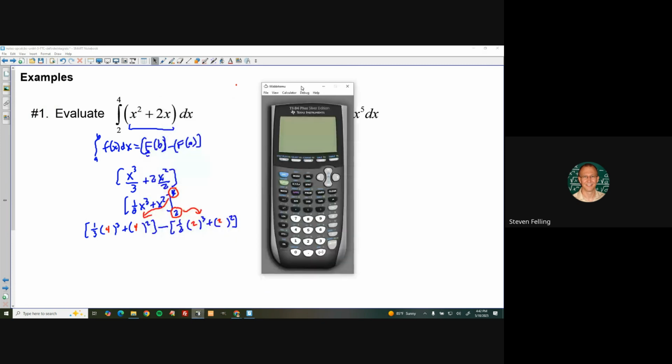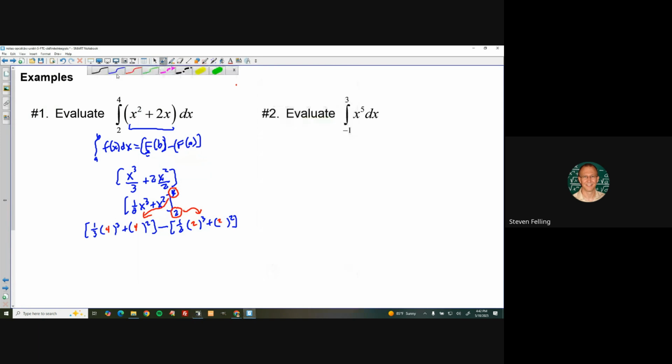If I graph this function, let's graph this function, x squared plus 2x, because this is such an important idea. If I graph this, I'm just going to go origin plus or minus 10 so I can get a rough idea of the graph. The graph looks like this. It's a parabola that looks like this, right?